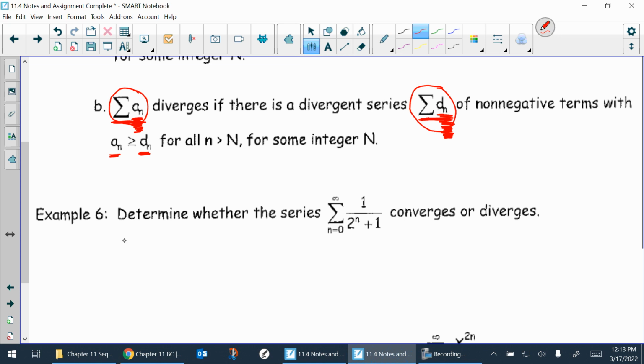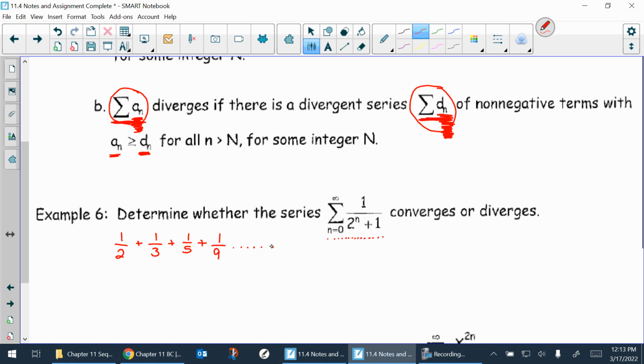Well, now let's see. I'm going to think about this and see if there's anything that it's pretty similar to. If I put a 0 in there, I'd have 1 over 2. If I put a 1 in there, I'd have 1 over 3. If I put a 2 in there, I'd have 1 over 5. And 1 over 9. And on and on like that.